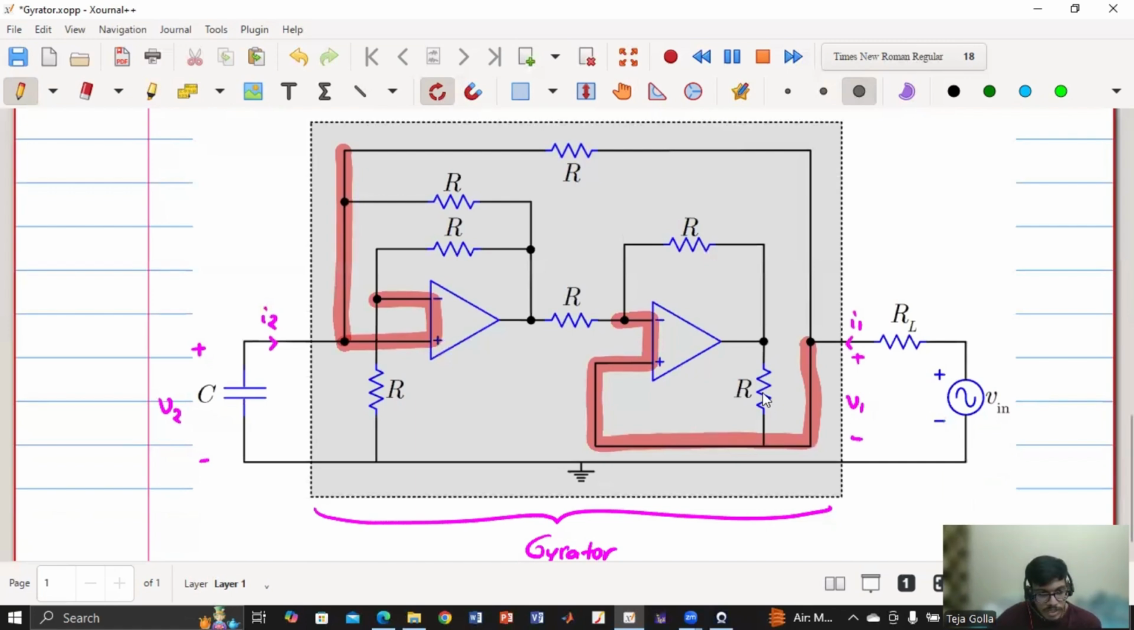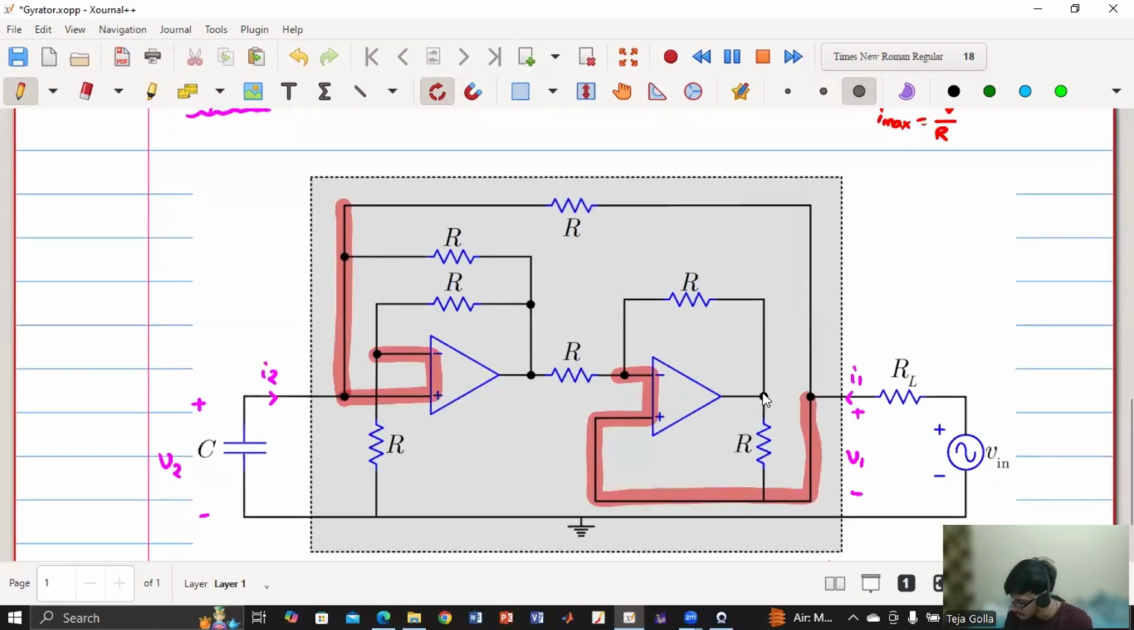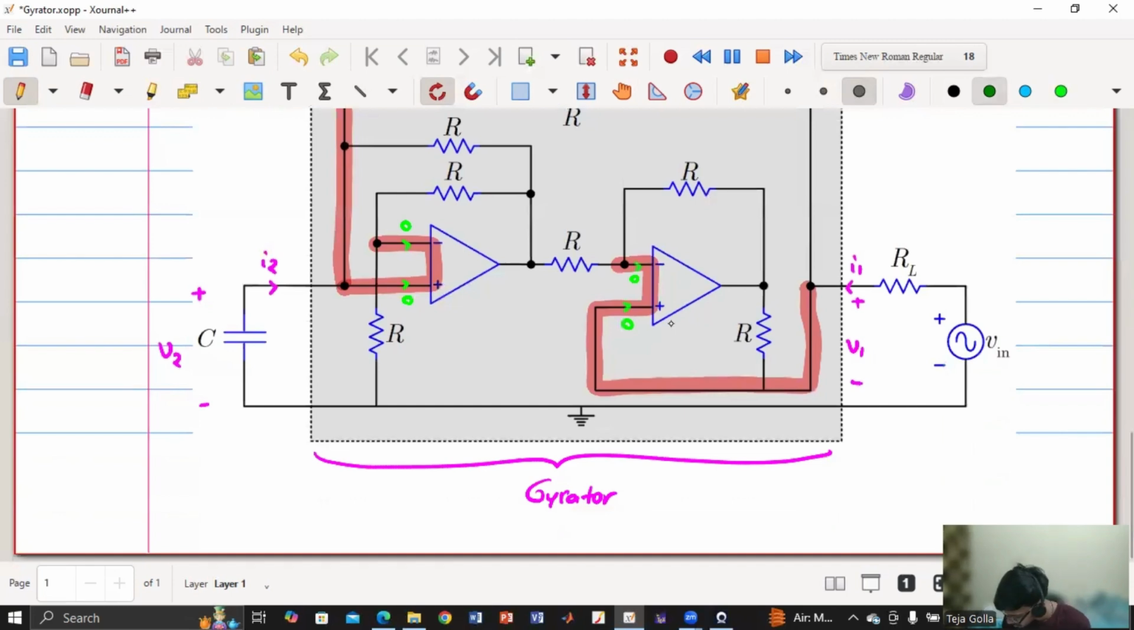Okay. Now if you see, we also know that the current that is entering the op-amp will be 0. So this current is 0. This current is also 0. Similarly, this current is 0. This current is also 0. Okay. Now let us start from the left side of the circuit. So this is V2. So this terminal is also V2, which means this terminal is also V2.